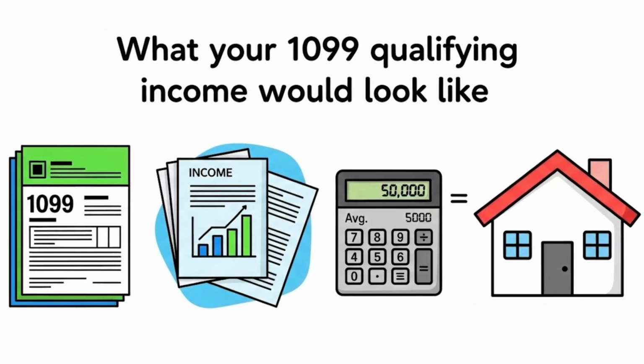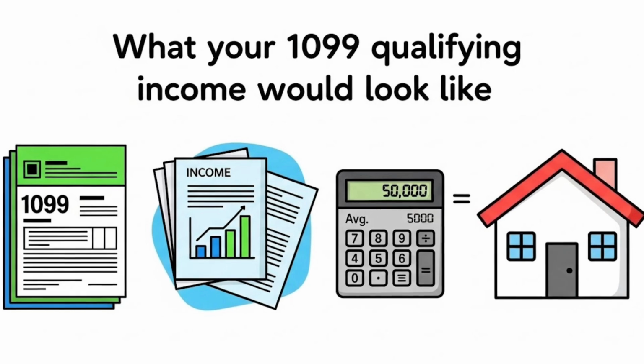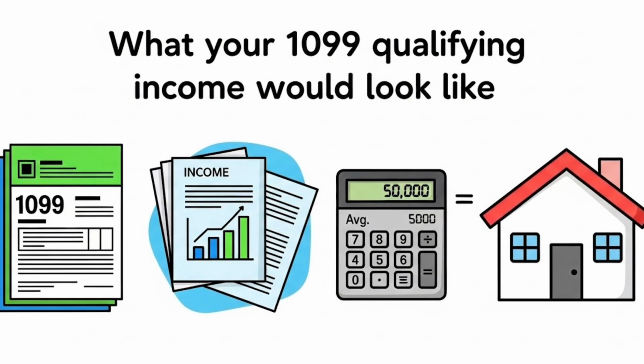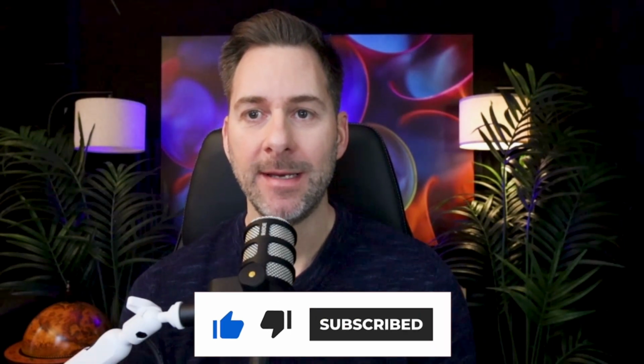So here's an example of what your 1099 qualifying income would look like if you were using this non-QM product. Let's say that you made $140,000 in gross income for the previous year's wages earned. You would take, on average, a 10% expense factor, meaning we're going to remove 10% of that gross income and leave you with 90% of the remaining 1099 income earned. So at a 10% expense factor, that's $126,000 in qualifying income, which breaks down to $10,500 a month.